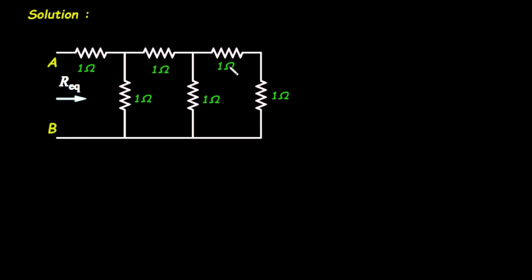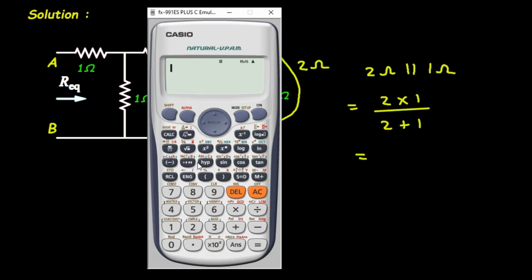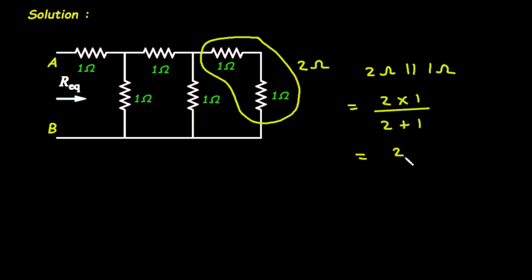Now as we can see, this 1 ohm and 1 ohm are connected in series. So this will be 1 ohm plus 1 ohm, it will be simply 2 ohm. Now here we can see this 2 ohm is in parallel with this 1 ohm. So it will be simply 2 ohm parallel with 1 ohm. Now this is equal to 2 into 1 divided by 2 plus 1. It is simply 2 by 3. So it is 2 by 3 ohm.